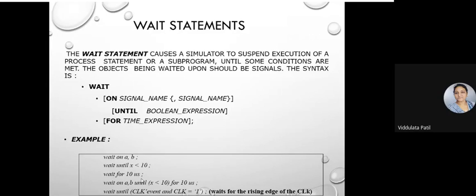Or again, wait on a comma b until x is less than 10 for 10 microseconds. Now here we can use all these types of syntax in one statement. So wait on a comma b, that means it will wait for a and b. Again it will wait until x is less than 10 and for 10 microseconds. So if all these conditions are not fulfilled, then till that the simulator will suspend its execution.